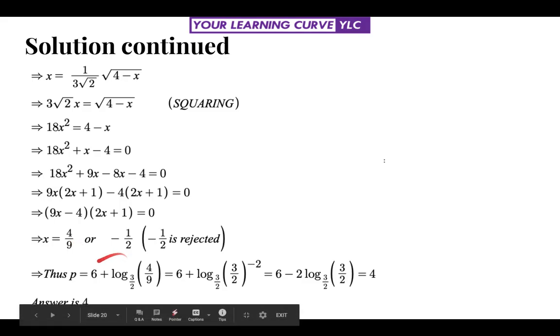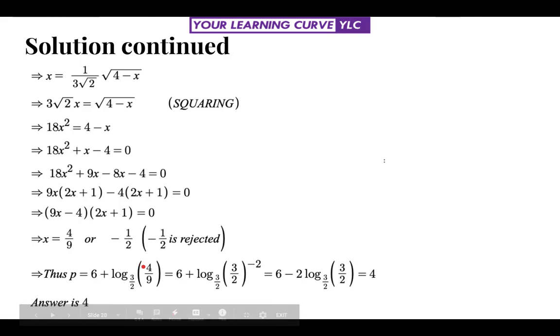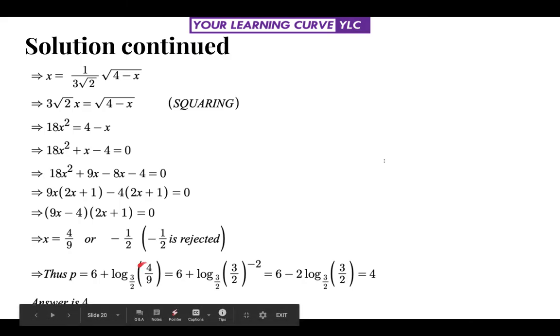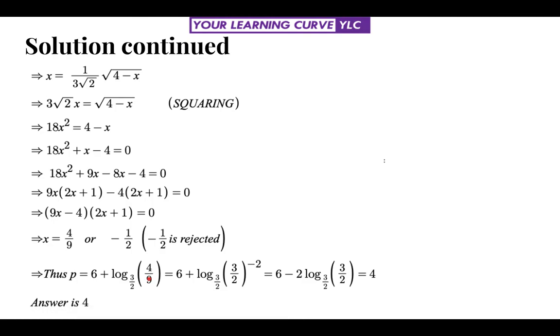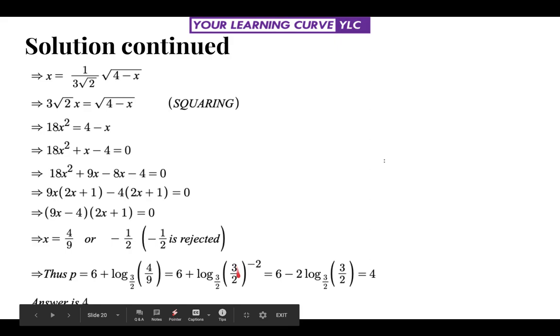Let's put this in place of x in the given expression, we get p is equal to 6 plus log of 4 by 9 to the base 3 by 2. So this is the number of which we have to take log, and this is the base. We know a property of logarithm, that log of a to the base a is 1. Here we observe that this number can be reduced to 3 by 2. 4 by 9 is (2 by 3) whole squared, and if we reverse this expression, we get (3 by 2) to the power minus 2, meaning this number is nothing but 4 by 9.